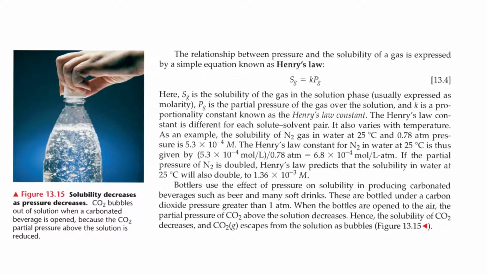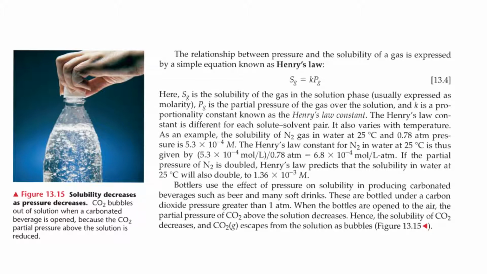The relationship between pressure and the solubility of a gas is expressed by a simple equation known as Henry's law. Here, S sub G is the solubility of the gas in the solution phase, usually expressed as molarity. P sub G is the partial pressure of the gas over the solution, and k is the proportionality constant known as Henry's law constant. The Henry's law constant is different for each solute-solvent pair. It also varies with temperature.